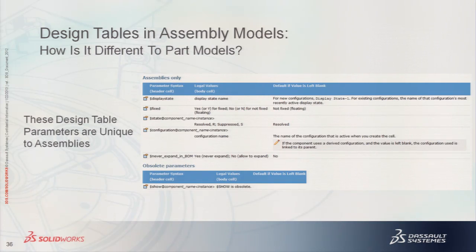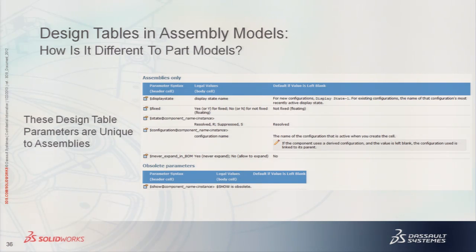Okay. All right. Design tables and how are they different for assembly models compared to part models? These are the values, once again, that are unique to just the assembly. This is the same screenshot before. We just broke out what is unique to our assembly models only.